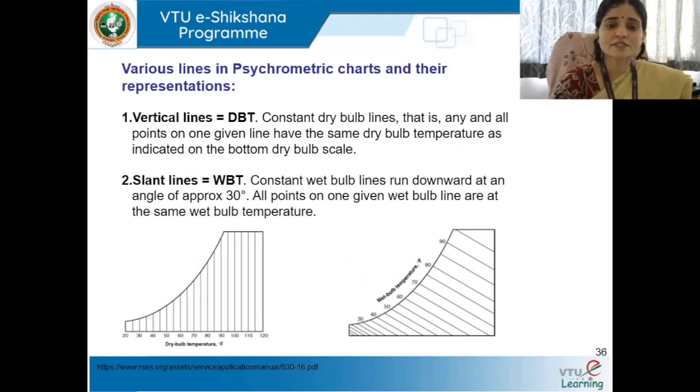Now let us understand each line in the graph and what it indicates. The vertical lines in the graph, the first figure, show the dry bulb temperature. Constant dry bulb lines, that is any and all points on one given line, have the same dry bulb temperature as indicated at the bottom of the dry bulb scale.